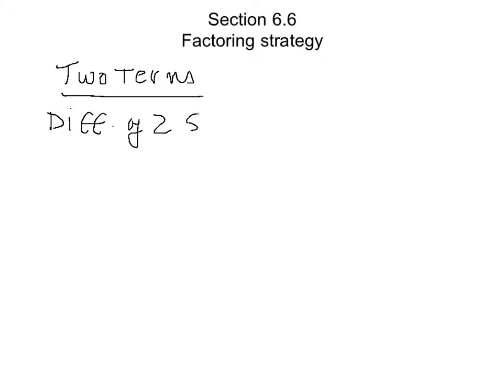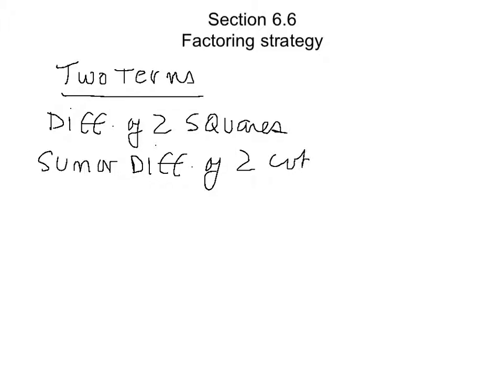Okay, so now that we've been through all of the different types of factoring, we want to try to organize them. So here's the first thing. Suppose you're trying to factor something and there are two terms. You need to ask yourself the question, is it the difference of two squares? Or might it be the sum or difference of two cubes? Those are the questions you ask if you have just two terms.